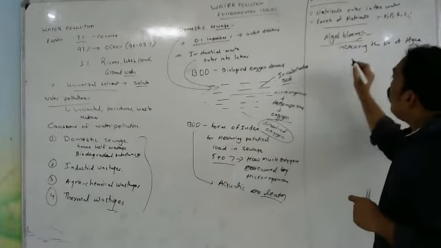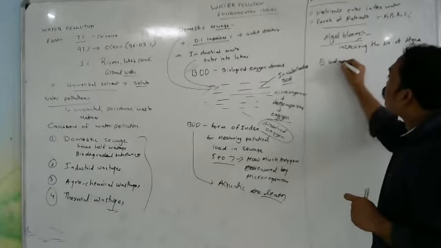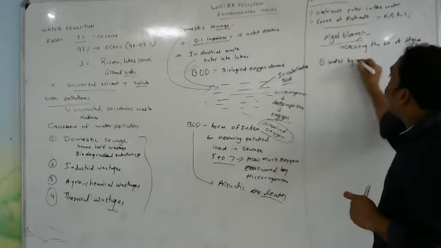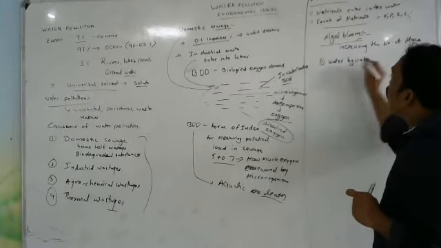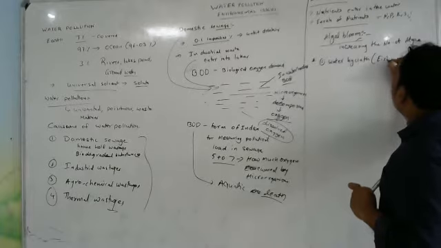An example of algal bloom is water hyacinth. I already told you water hyacinth is the example, which we can also call Eichhornia. This is also an example.